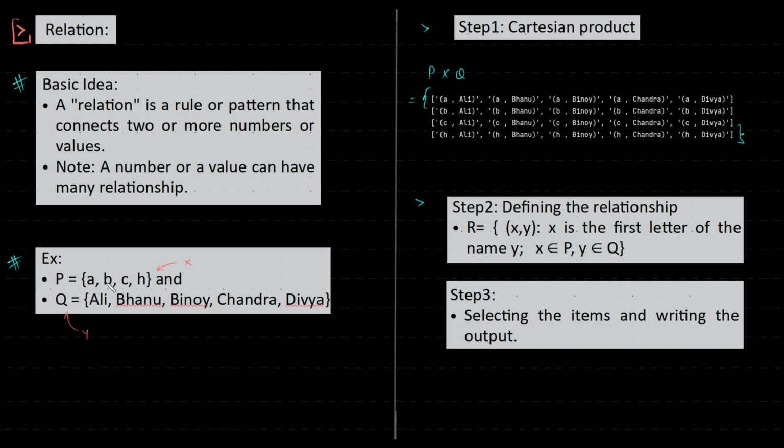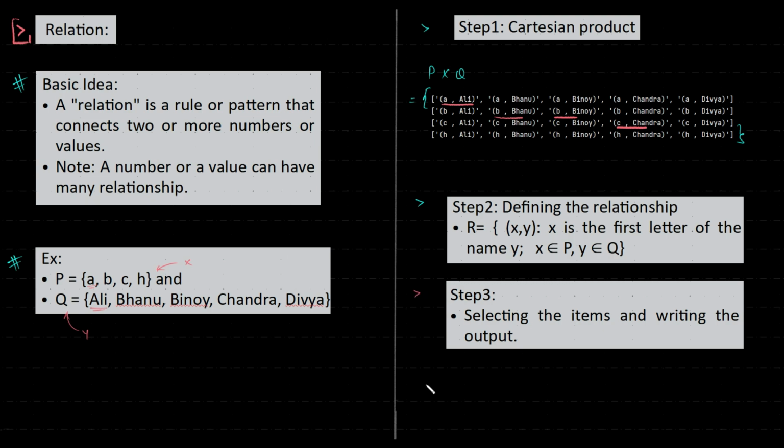Now, what we're telling is we are going to relate the letters to the names with which they start off. For example, A and Ali, then B and Bhanu and Binoy. Then we have C and Chandra and nothing else. We don't have D to relate to anything. So basically your outcome in roster form would be something like this.